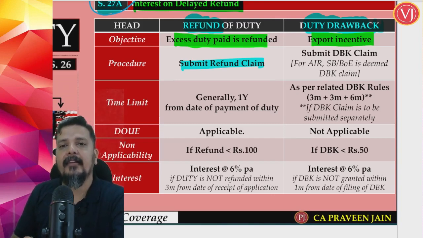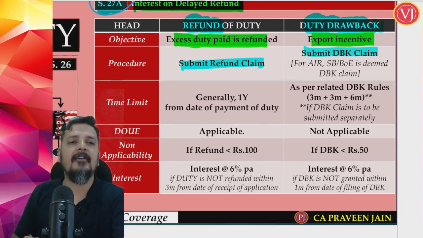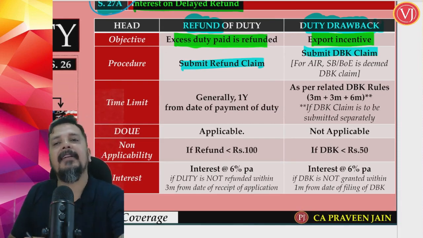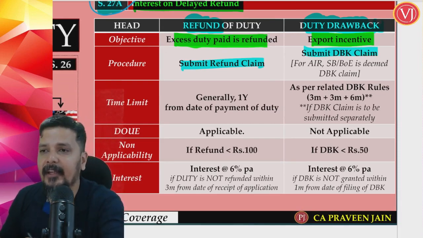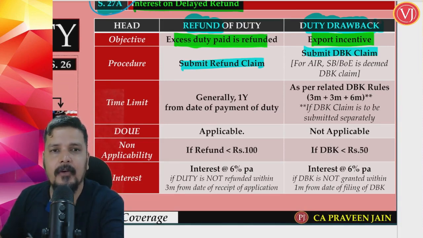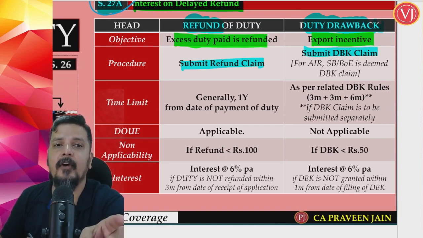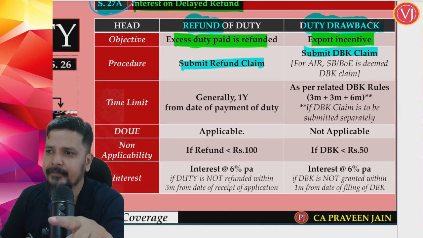74 and 75. In both section 74 duty drawback and section 75 duty drawback, you have to submit a duty drawback claim or duty drawback application. But in one case of section 75 duty drawback, which is all industry rate, there are differences. Section 74 has two types, section 75 has three types. So totally how many duty drawbacks are there? 2 plus 3.